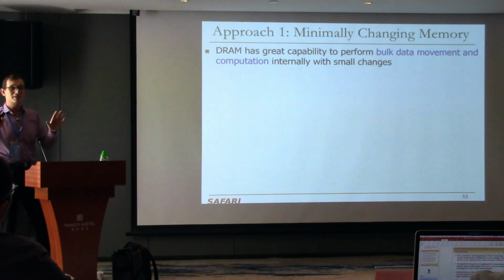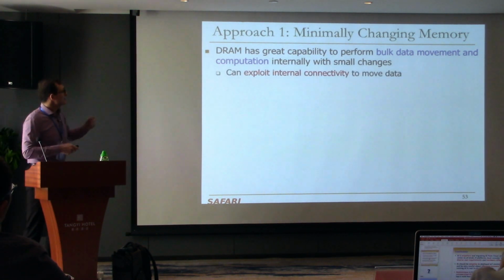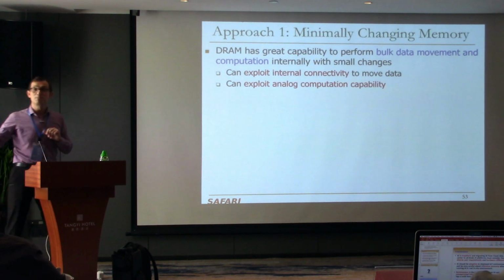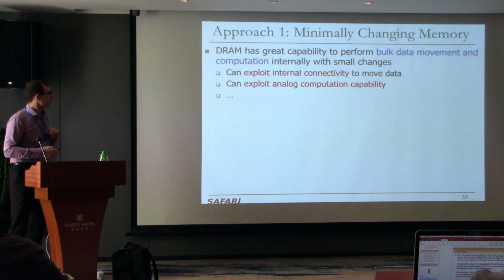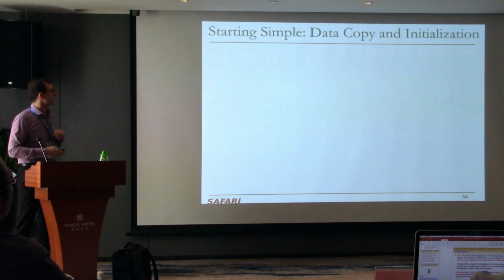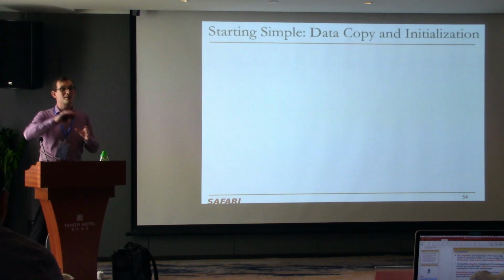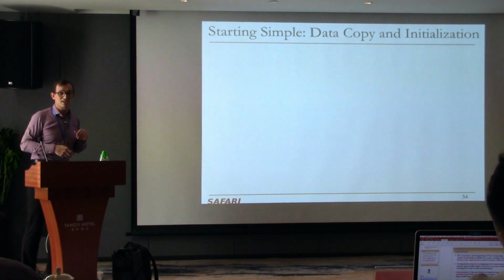Today, we don't do it, but we can easily do this. Basically, we can exploit the internal connectivity to move data. We can exploit the analog computation capability that exists in many, many memories. I'm going to give you a bunch of examples over here. And I'm going to start with cheating. I'm not going to even talk about computation. I'm going to talk about data movement, essentially data copy and initialization.